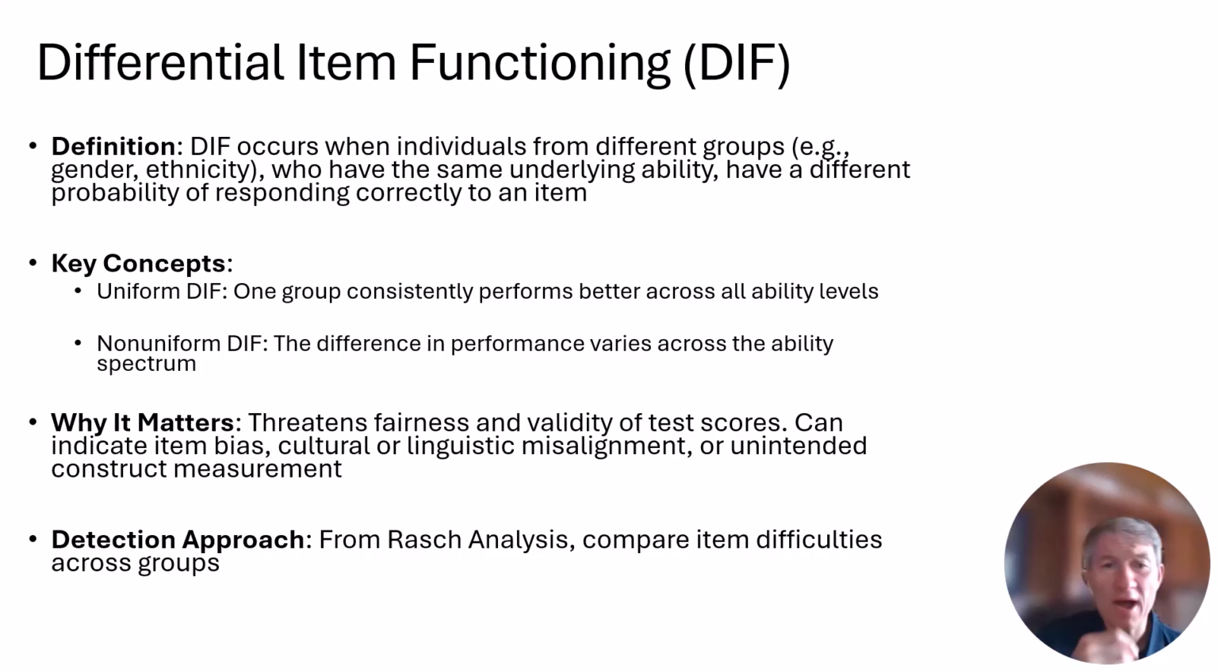And why it matters is that it's really a core concept to the fairness and validity of the test scores. It could indicate different types of item bias, including cultural or linguistic misalignments, or it could be evidence that we're measuring some other construct than the intended, and we're doing that unintentionally. And the detection approach in Rasch analysis is usually to compare item difficulties across those groups.